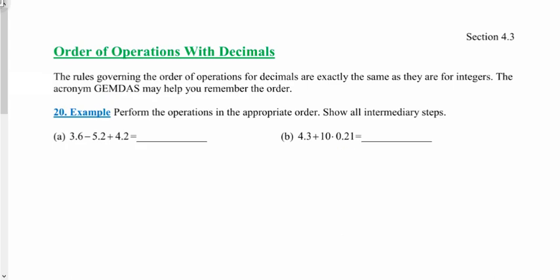The last little thing we have here isn't really new. This is order of operations involving decimals. But I think everybody needs a lot of practice with the order of operations. Don't forget about GEMDAS. The G stands for grouping. Some of you may have learned PEMDAS, where the P stands for parentheses. It's just that, just because there's a parentheses in it doesn't mean that that's what you do.